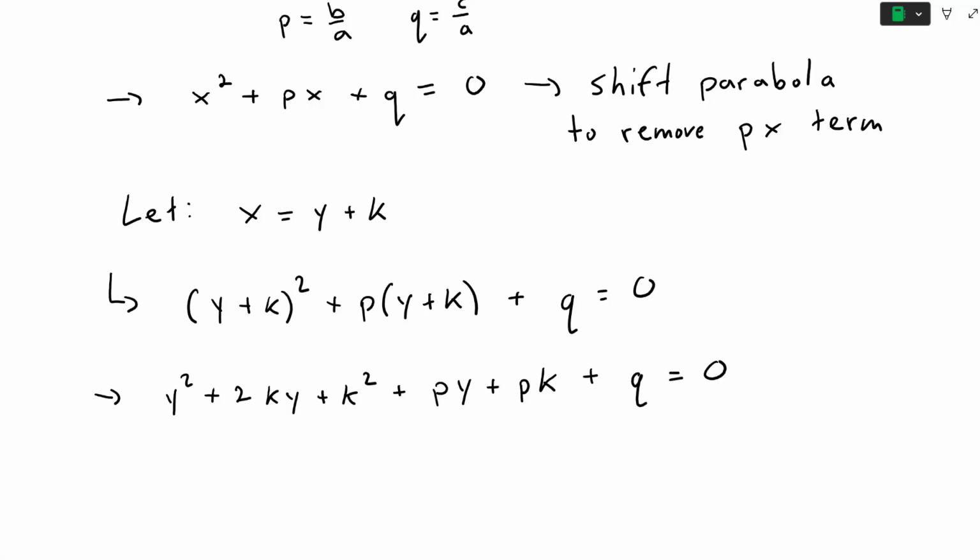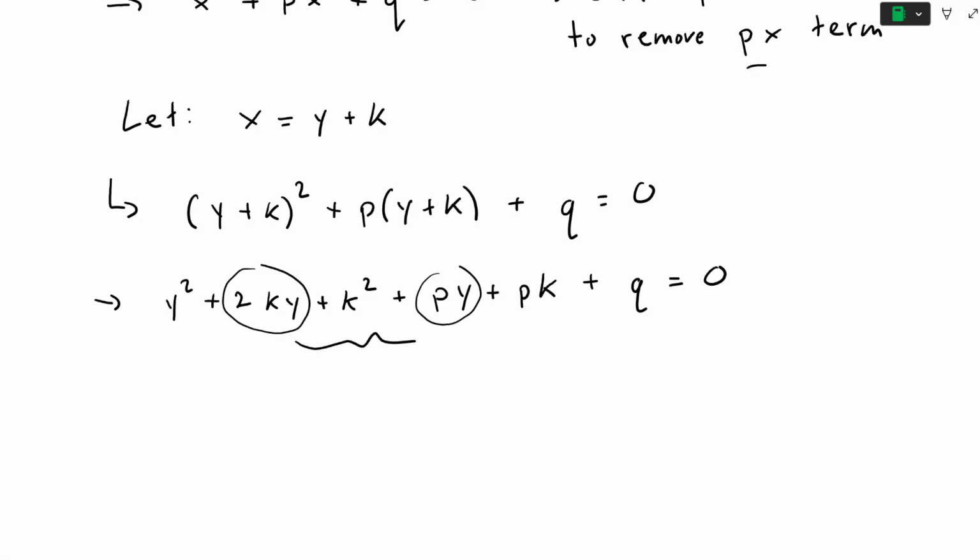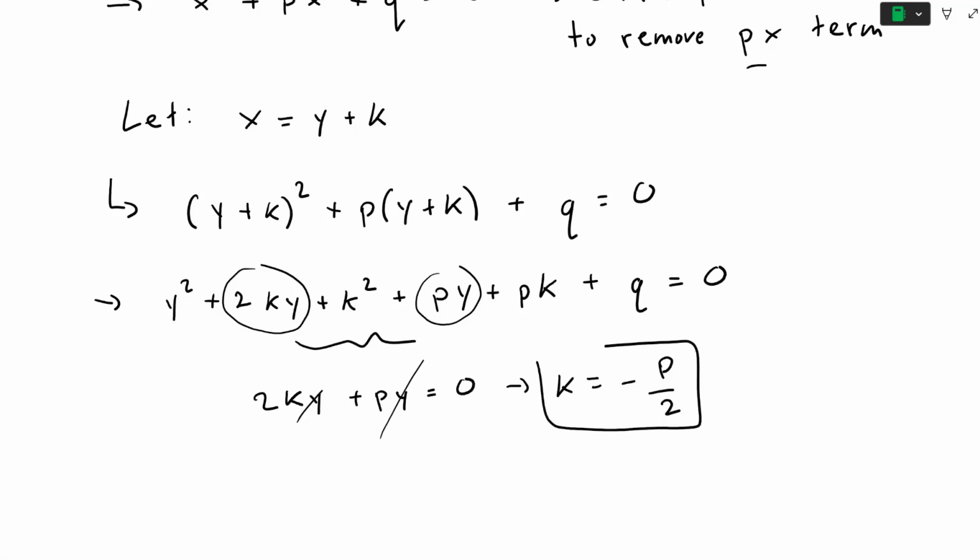Again, we want to cancel out the px term. In this case, we're shifting by k, so we'll get rid of the py terms. We're going to get rid of this one here, and this one, 2ky. In other words, we want 2ky plus py equals 0. Then just cancel out the y. This is going to be the k value, and shift the p to the negative side, so k equals negative p divided by 2.